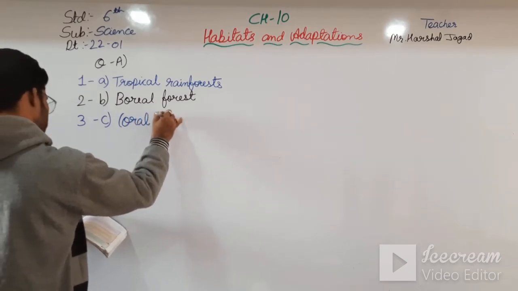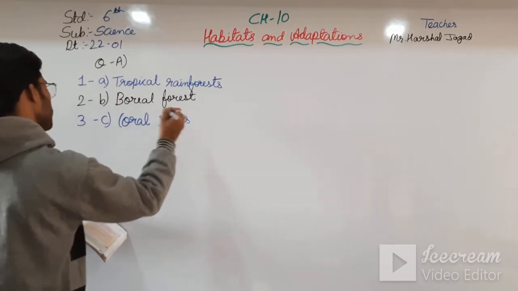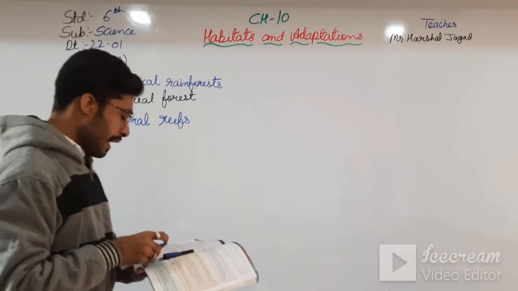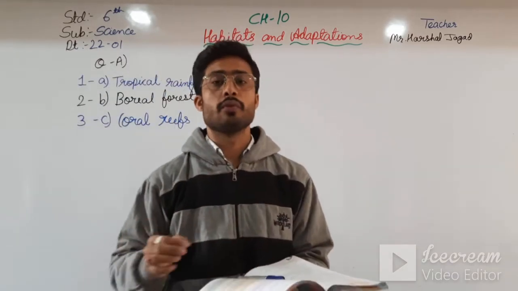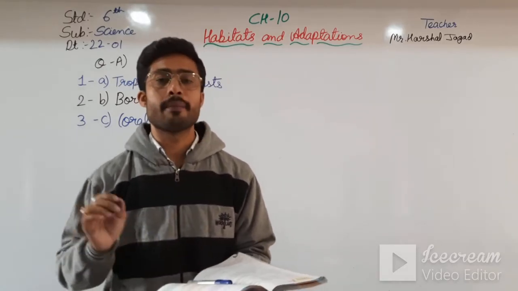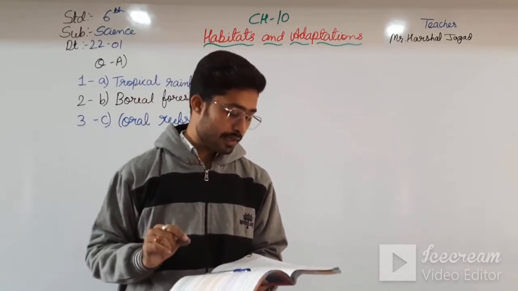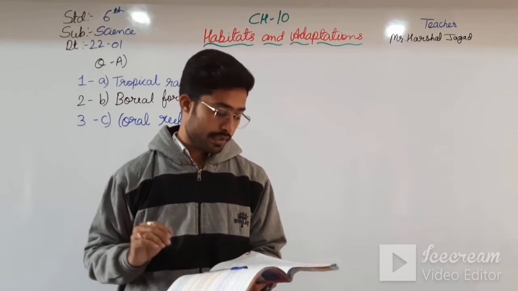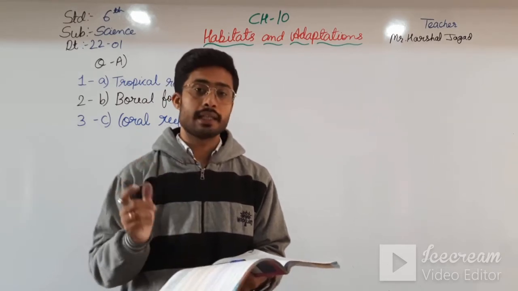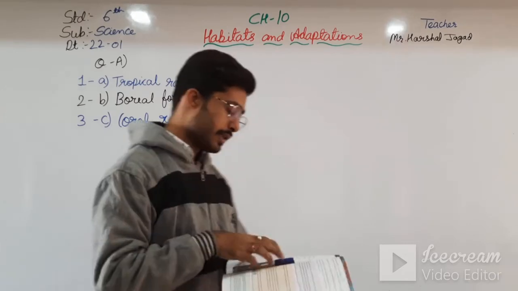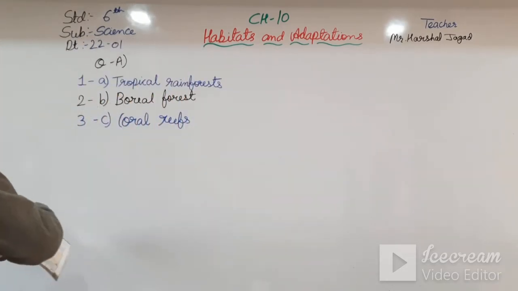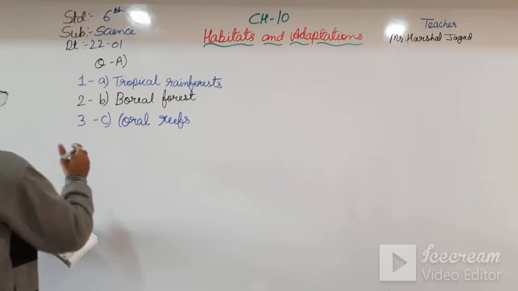Fourth one, an adaptation commonly found in temperate forest. Which of these adaptations of the temperate forest: pointed leaf tips? They are in the rainforest. Woody wings for going towards the sunlight? Or hibernation. Yes, it is hibernation. Fourth one, that is C.